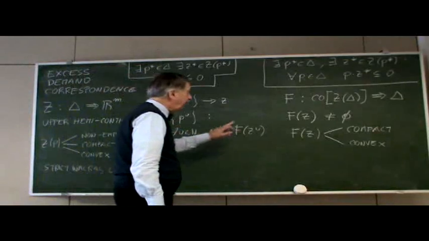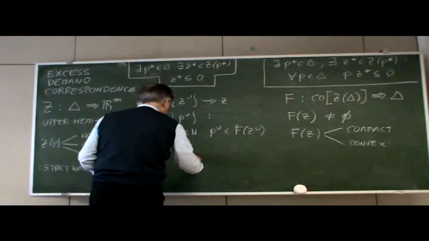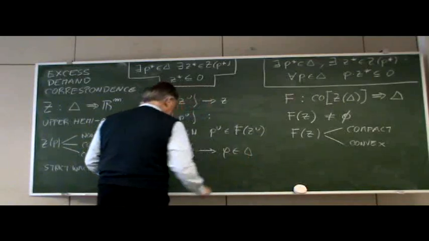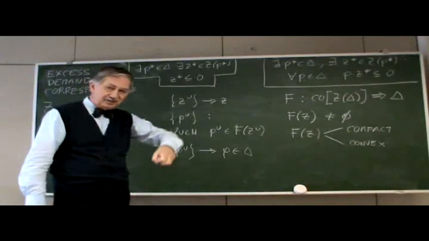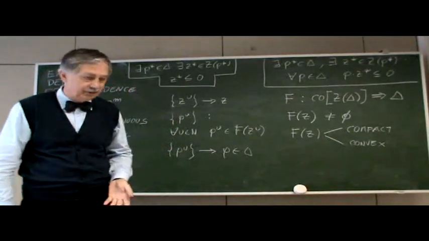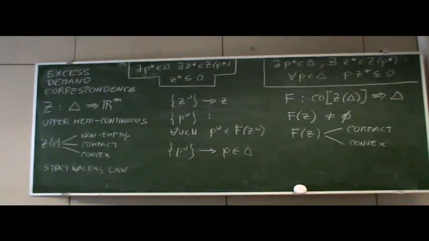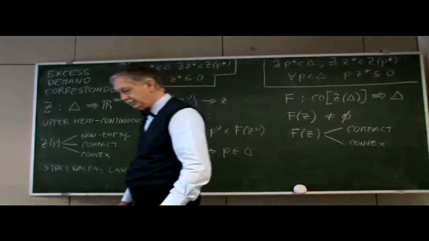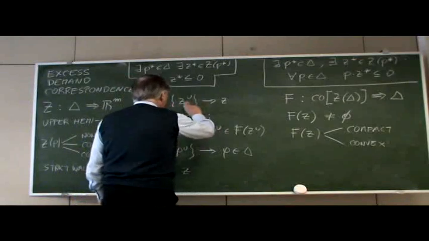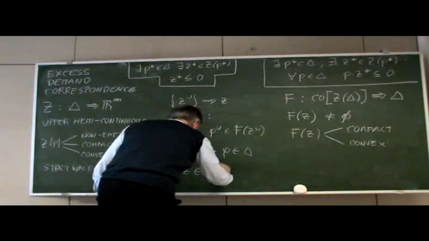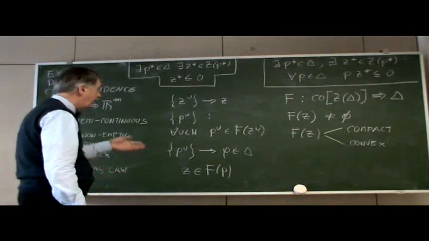But since p_n takes values in delta, which is a compact set, without loss of generality, we can suppose that p_n converges to a certain p in delta. Generally speaking, p_n could be a non-convergent sequence, but you can extract from it a subsequence which converges to a certain p in delta. This by the compactness of delta. We must prove simply that z, the limit point of the sequence z_n, is an element of f of p. If we prove this result, we obtain upper semicontinuity.